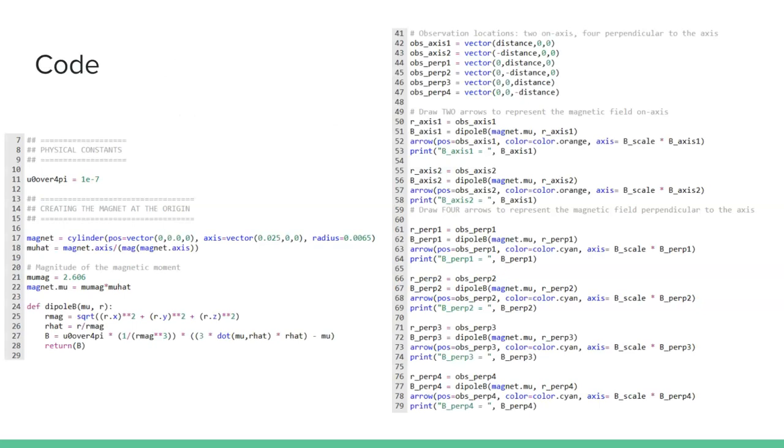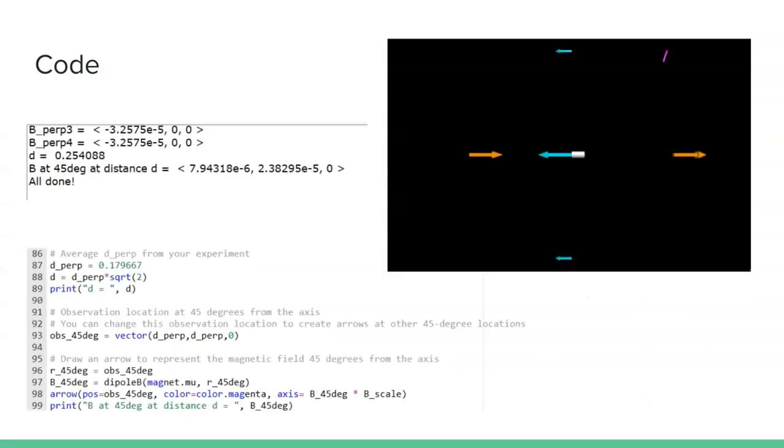This is the GlowScript code. First, I had to make a magnet by just making a little cylinder at the origin. And then I added a little bit to the dipole function. After that, I made some observation location vectors and magnetic field vectors for on-axis and perpendicular. And then after that, observation and magnetic field vectors for the off-axis. And then this is the simulation from running the code.